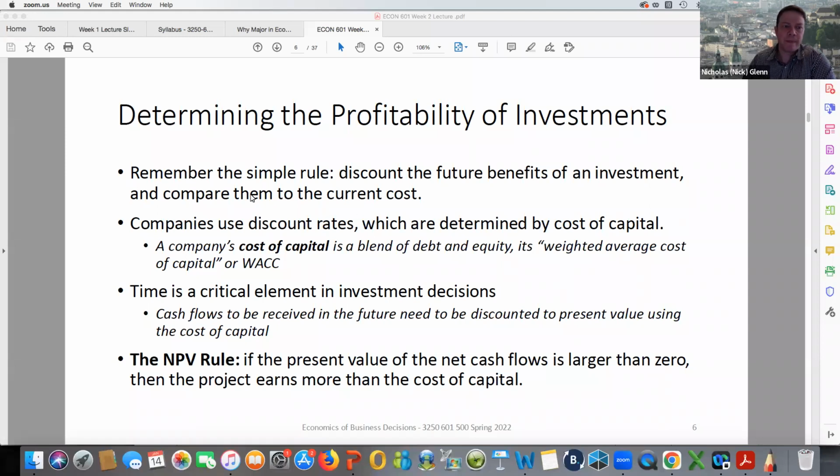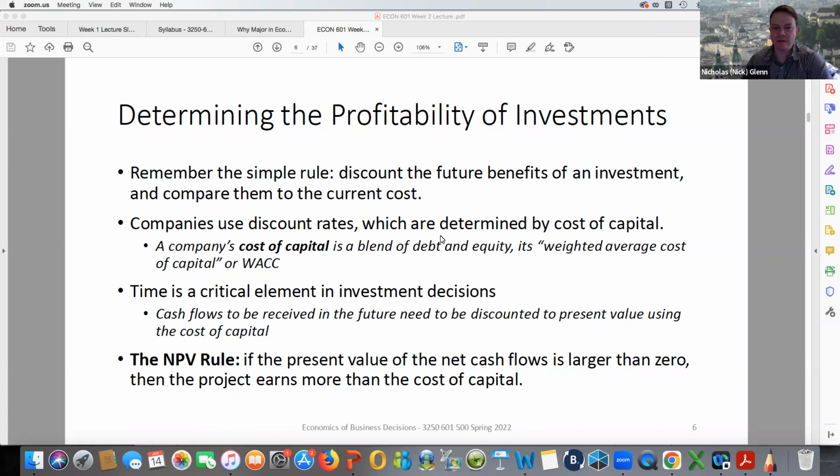So here, to determine the profitability of investment, remember this simple rule that we just showed: discounting the future benefits of the investment. You want to make sure you do that, right? And you want to compare them to the current costs. You can't just look at it. You've got to make sure you take into account the borrowing cost, the interest that you have to pay on that. Okay.